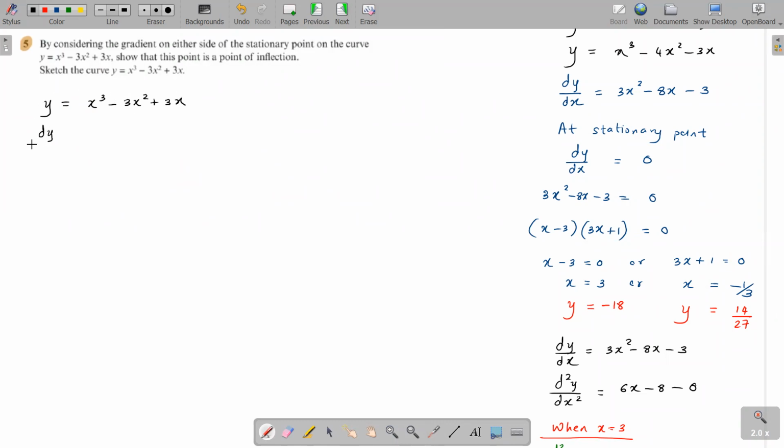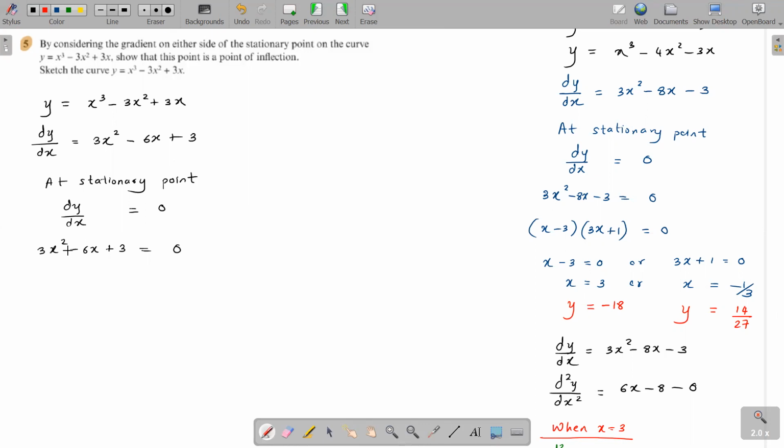So I get here dy by dx is x cubed differentiated gives 3x square. 3x square differentiated is 3 times 2, 6x to the power 1, plus 3x differentiated is 3. Are you guys okay with it? So at a stationary point, what happens? dy by dx is set to 0. So dy by dx is 3x square minus 6x plus 3 equals 0.